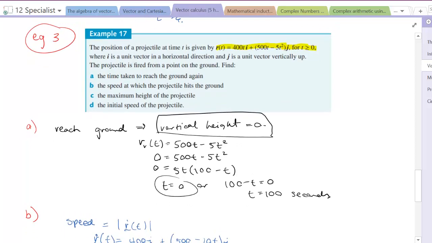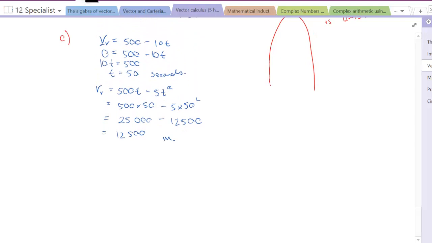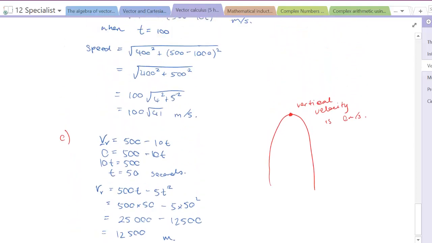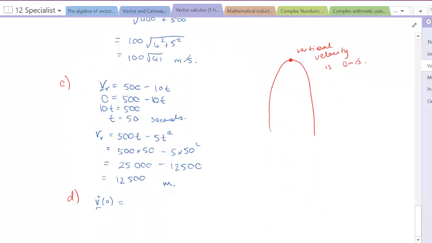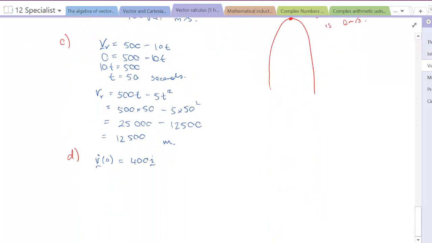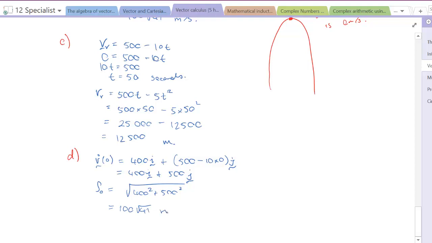Now to finish off, this last one asks us for the initial speed of the projectile. The initial speed means we need to consider the entire velocity vector and then find the magnitude. So we're looking at r dot at 0. Putting that in, it's going to be 400 in the i, because we found that derivative earlier, and 500 take away 10 times 0 in the j. We end up with 400 in the i and 500 in the j. And so the initial speed, speed 0, is going to be the square root of 400 squared plus 500 squared, the same as the landing speed, which is 100 square root 41 meters per second.